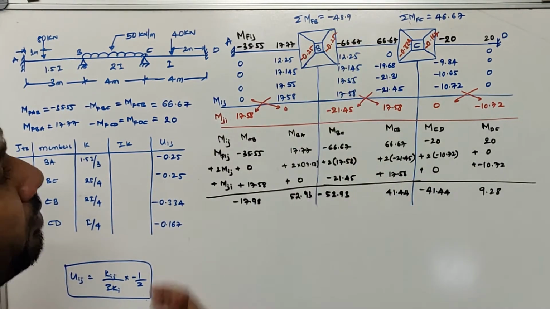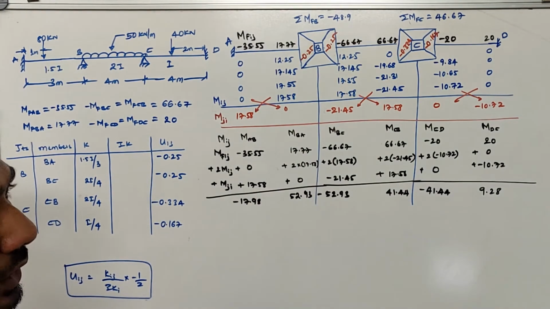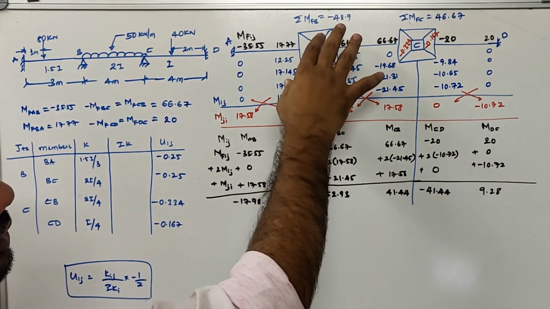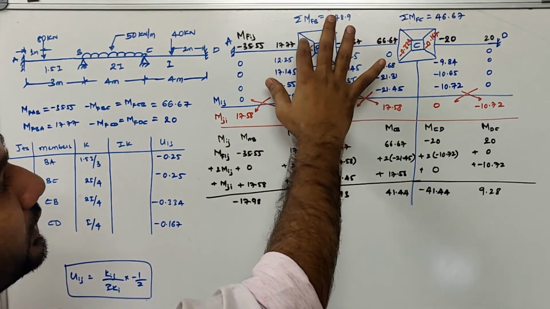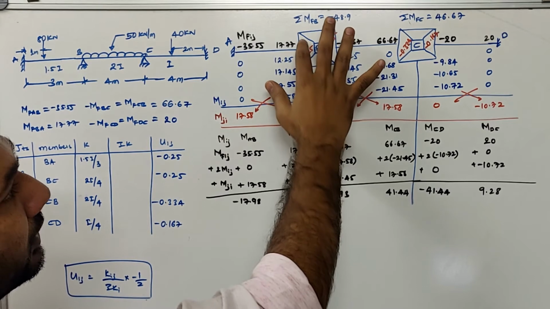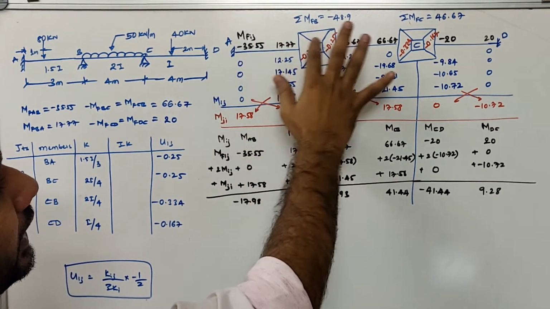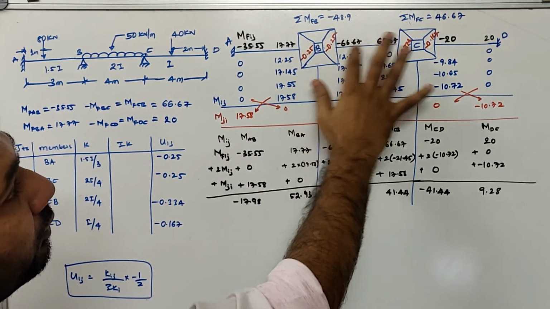In most of our structures any joint will be connected by 4 members. We cannot connect a joint by more than 4 members practically. So that's why I have drawn 4 compartments in this rectangle. In this portion we are going to write the rotation factor for BA. In this portion we are going to write the rotation factor for BC.